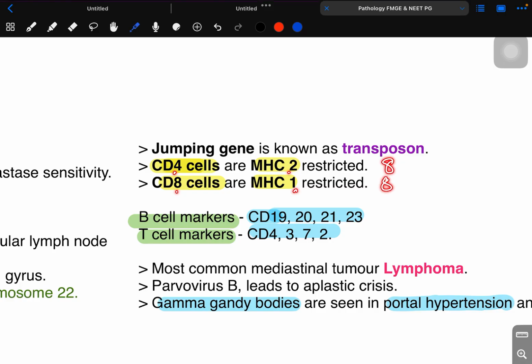It should be 8, okay? You can remember this by 8. If it is CD4, so 4 into 2 is 8. If it is CD8, so it is already 8. Therefore, 8 into 1, MHC1.